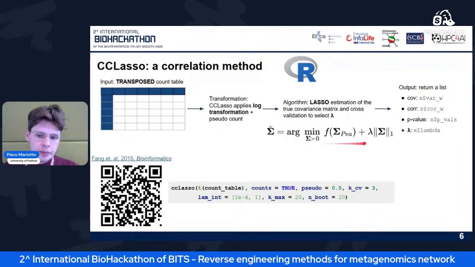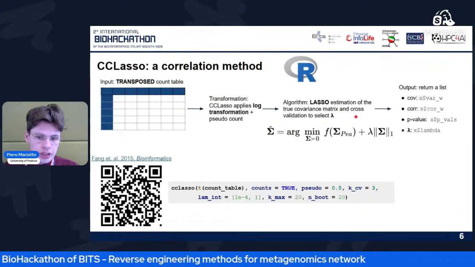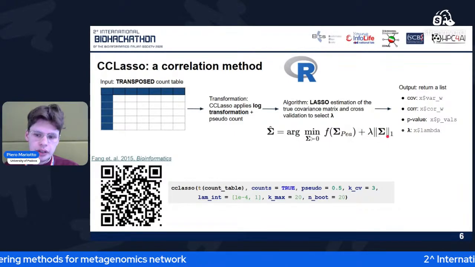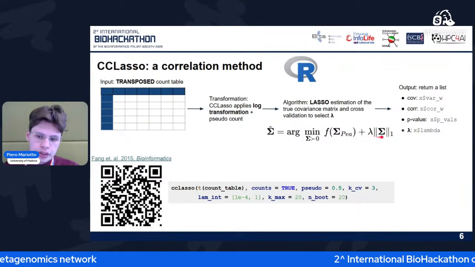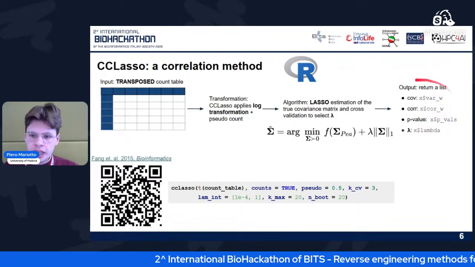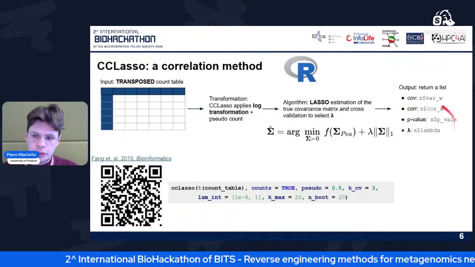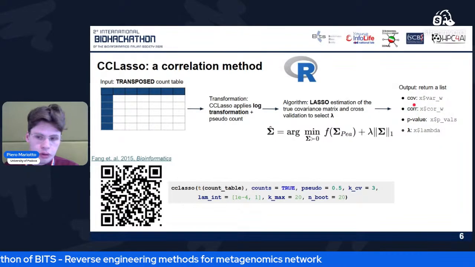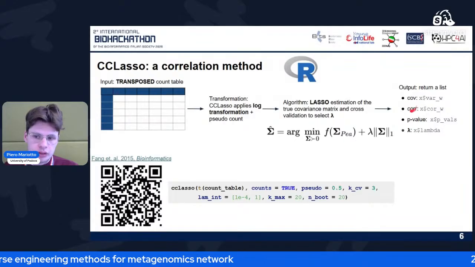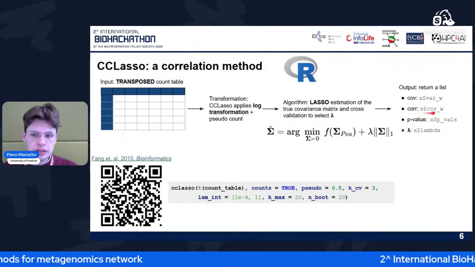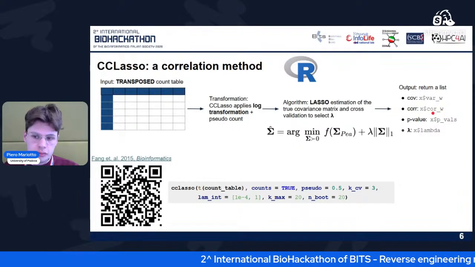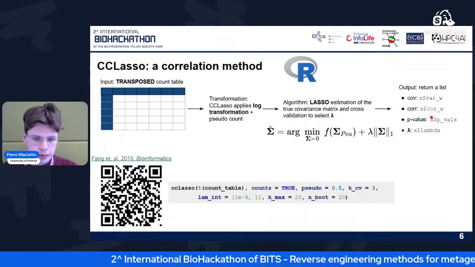So it estimates the correlation matrix using a maximum likelihood estimation, and it adds a regularization parameter which enforces sparsity, so it enforces 0 values in the correlation structure. The output of CCLasso is then a list where you can retrieve the various outputs that you would want to know to infer the interaction network. So, for example, the correlation matrix, which you can then use as an interaction network, or a reconstructed interaction network.